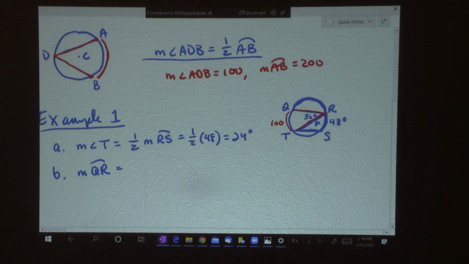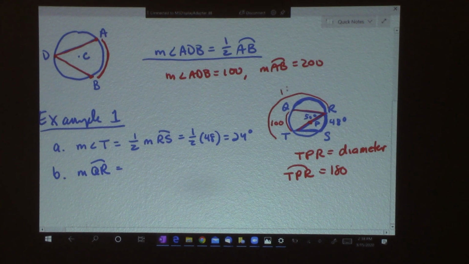Now, it's not really clear in this picture because I didn't draw it very well. It's better on your note paper, but TPR is a diameter because it goes through the center P. So that means that arc TPR is 180. So that's this whole thing. This whole thing is 180. I went outside the 100. So QR would be 180 minus 100, which is 80 degrees.